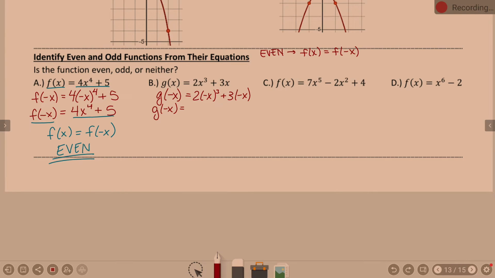Negative x raised to the 3rd, it's going to be a negative, right? So negative x to the 3rd times that 2 is going to make it a negative 2x cubed. 3 times negative x is minus 3x.